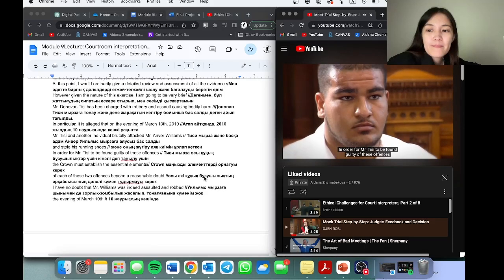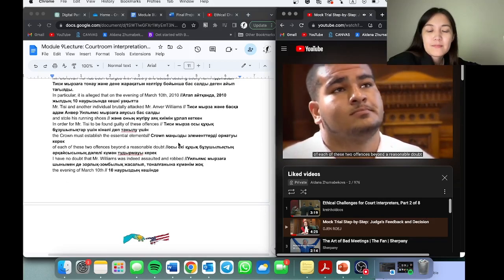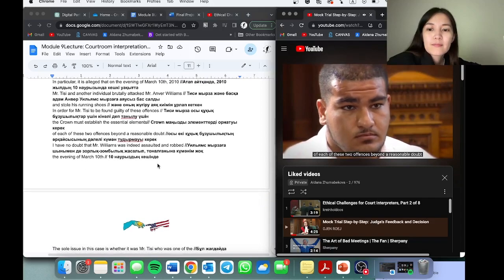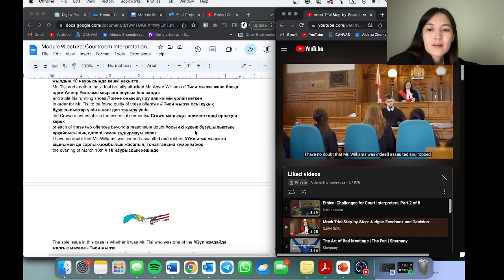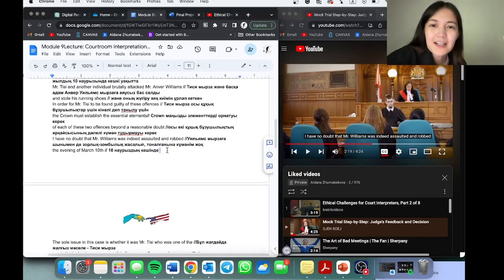In order for Mr. Tissey to be found guilty of these offenses, the Crown must establish the essential elements of each of these 2 offenses beyond a reasonable doubt. I have no doubt that Mr. Williams was indeed assaulted and robbed. Okay, I have no doubt. Sentences which start with that, we usually put at the end of the sentence according to the grammar rules and syntax rules of the Kazakh language. So the Kazakh phrase for "I have no doubt" will be at the end of the sentence, as you can see here in this script.